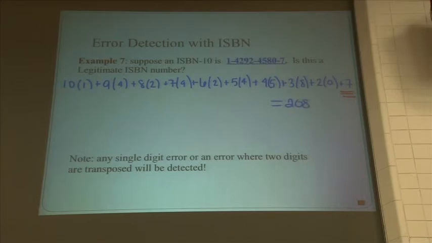Okay. Now what's the main thing about the ISBN? It has to be divisible by 11, which means you should get a remainder of 0 if this is a legitimate ISBN. So, on your calculator, 208 divided by 11 gives me 18.9090, and so on and so forth. Because you have this ugly decimal at the end, that means that there would be a remainder.